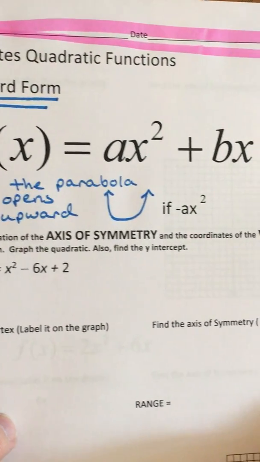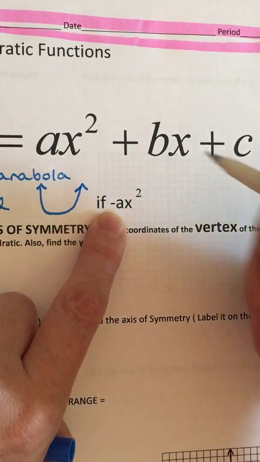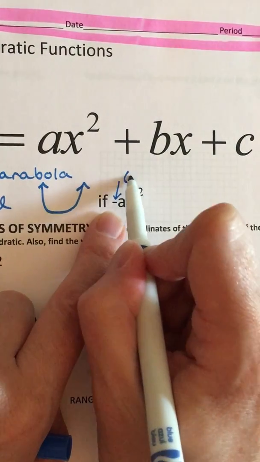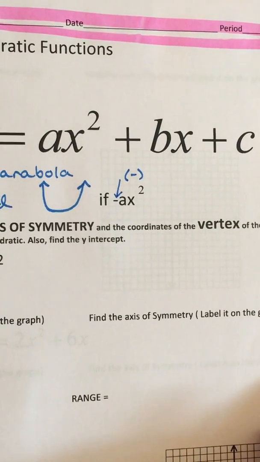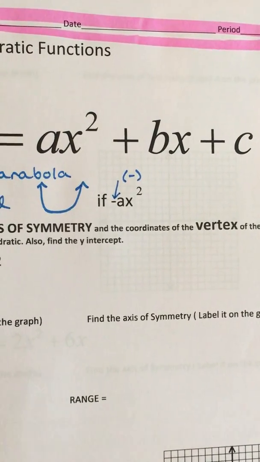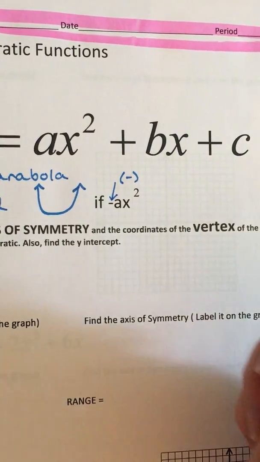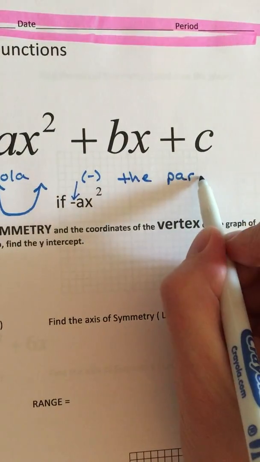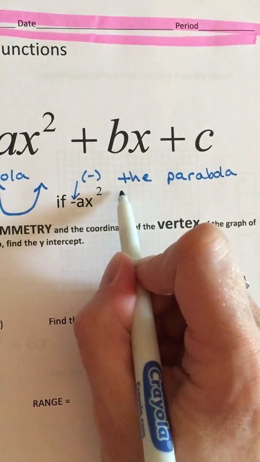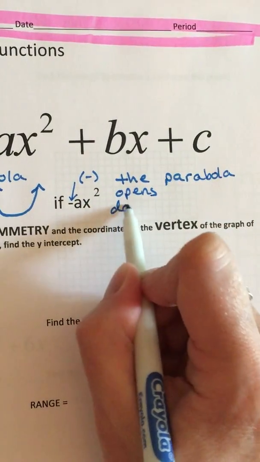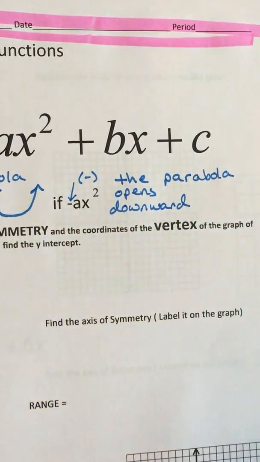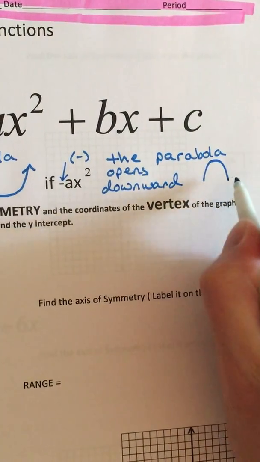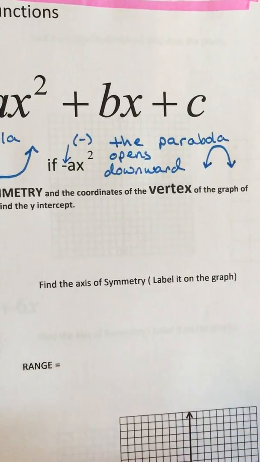So here, the difference is that my a, whatever the term is for x squared, is negative. That's what's being addressed here. So if my a term is negative, that means the parabola will open downward. And you could say that he was having a negative day, so he was sad. And that might help you to remember it.